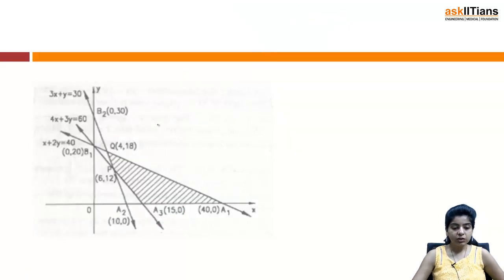Now let me take the equations again. Till now we have just assumed that we have reached the lines, right? I am going to tell you how to get the shaded portion. The equations were x plus 2y is less than or equal to 40, and then we had 4x plus 3y is greater than or equal to 60, and then we had 3x plus y is greater than or equal to 30.